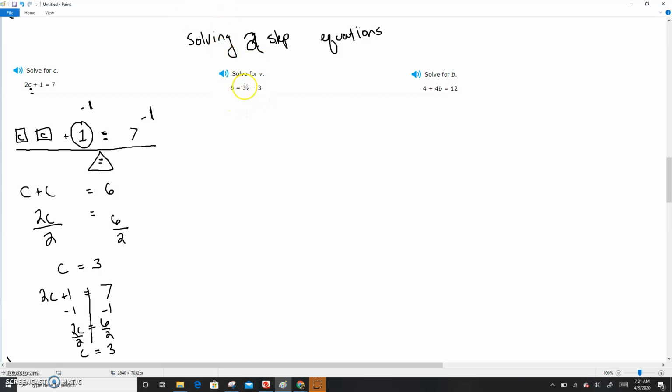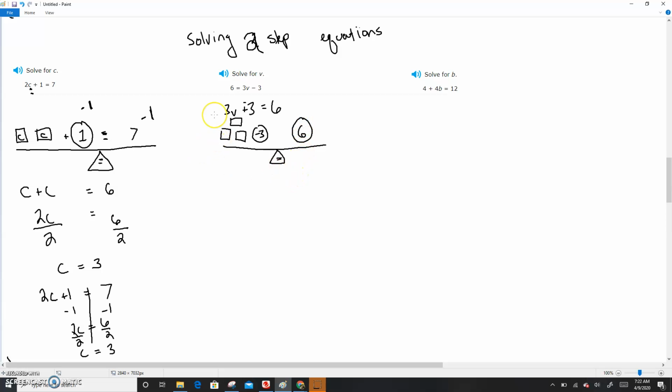Let's try this next problem. Don't be caught off guard if the problem doesn't look exactly like this. We can just go ahead and rewrite this. 3v minus 3 equals 6. Let's draw a balance. On this side of the equal sign, I have 3 boxes and a plus negative 3. This is a negative 3. And over here, I've got a positive 6.